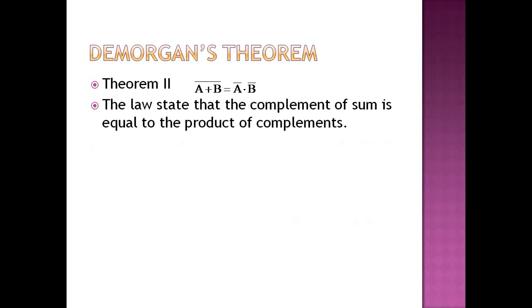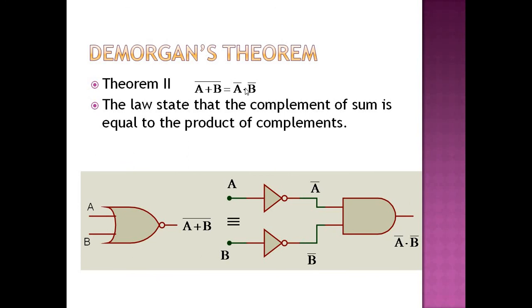Now we go to the second theorem. The second theorem says that A plus B whole complement is equal to A bar dot B bar. So the law states that the complement of a sum is equal to the product of the complements, and again we create the diagram for it.